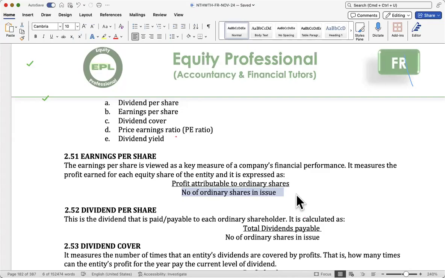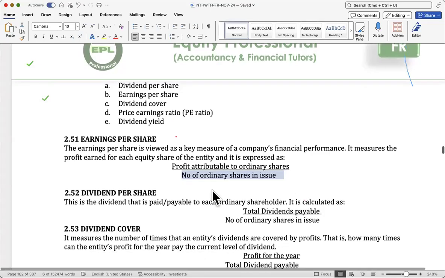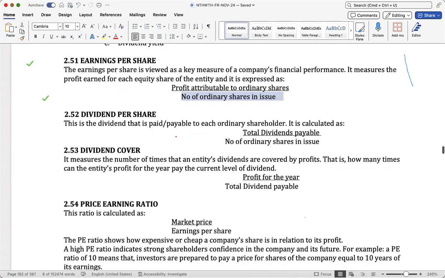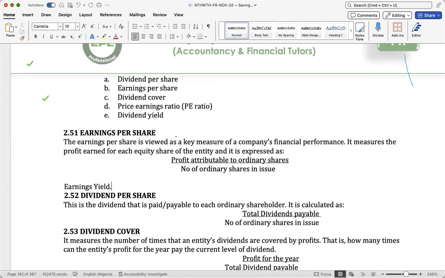Aside from earnings per share, of course, there is something we call earnings yield. Earnings yield looks at the actual returns by comparing earnings per share to market price per share. This gives us the actual returns to ordinary shareholders.